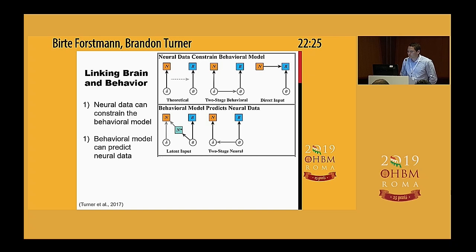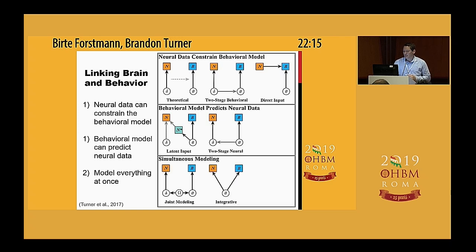Another approach is to use the behavioral model to predict neural data. So if you have a behavioral model that you really endorse, and you want to try and look for the latent representation that exists in the brain, you can do it this way. And another one is simultaneous modeling. So if you don't necessarily weight neural data over behavioral data, you want to consider the joint distribution of those two variables. There are a number of approaches for doing that.